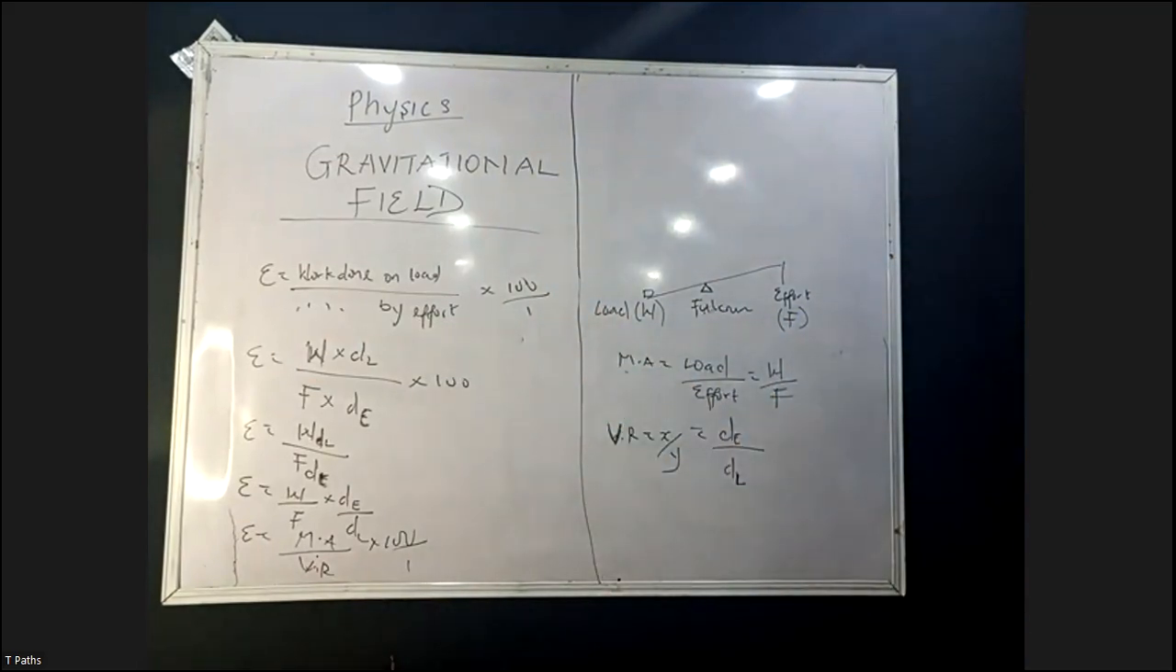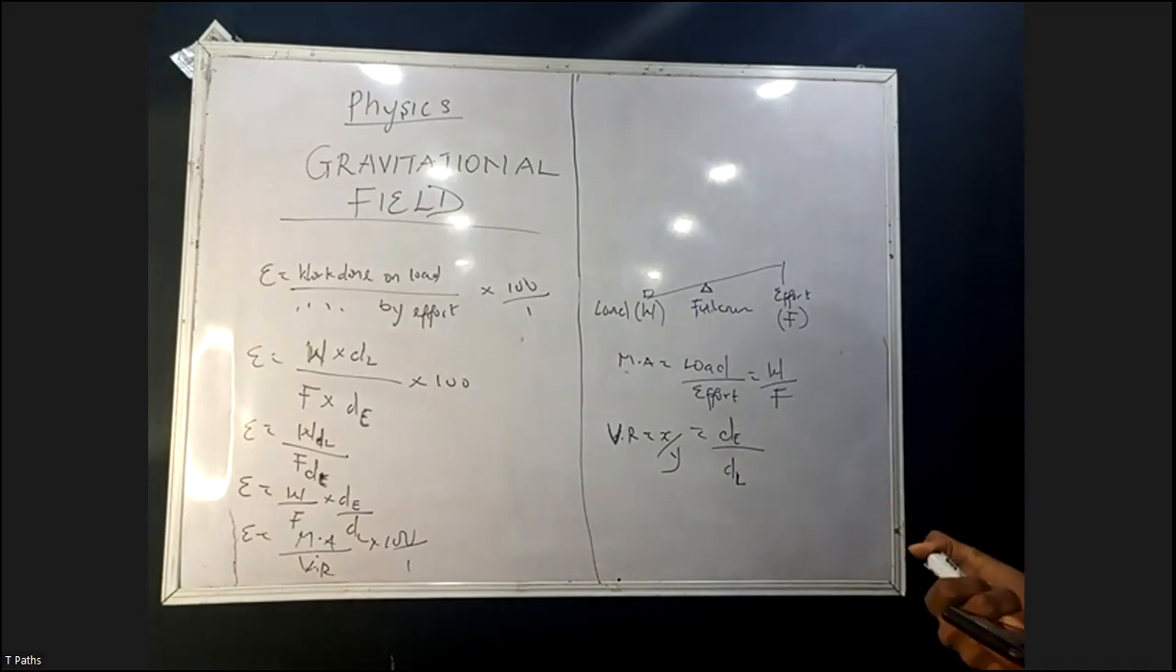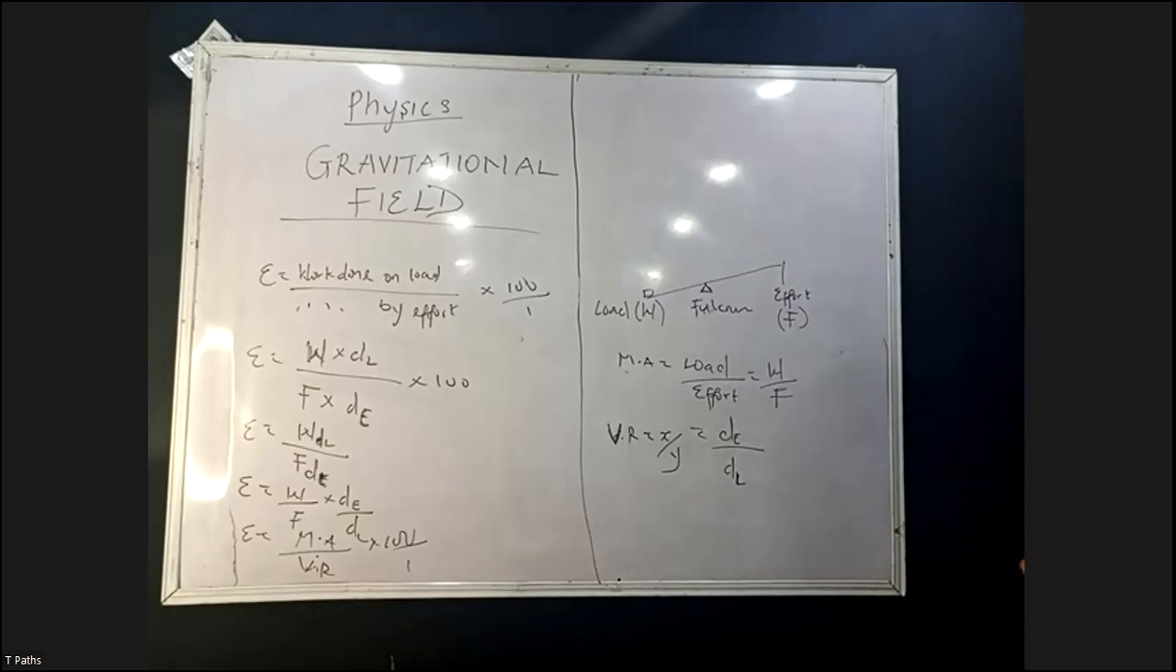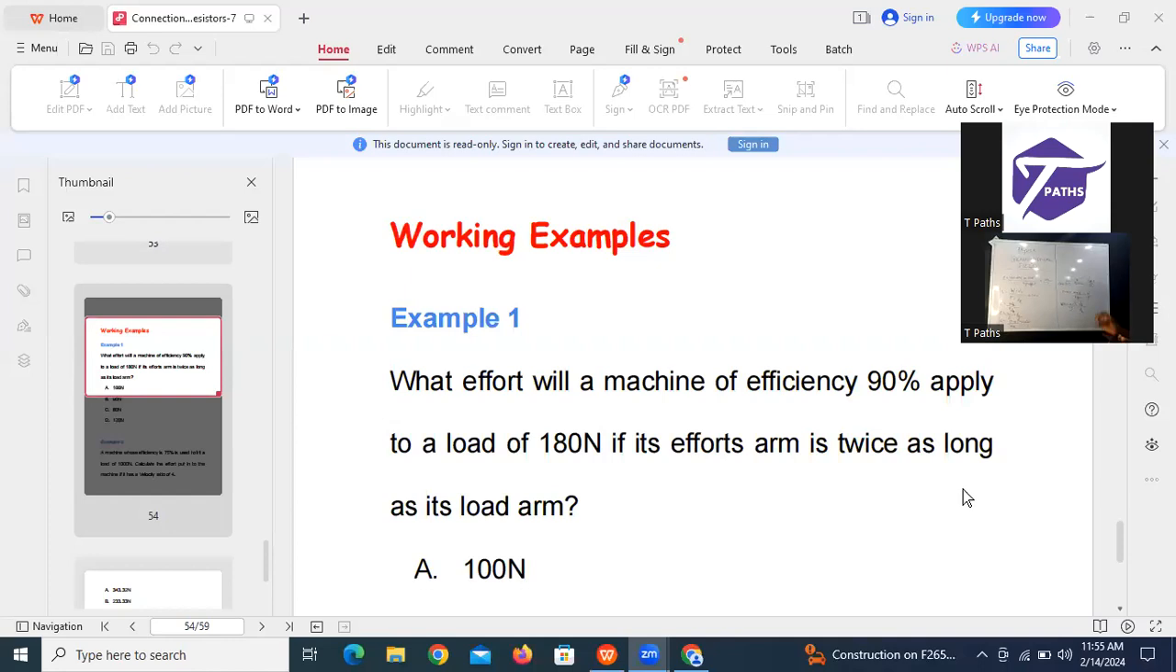Okay, now what we are going to do is take an example. Example 1. What effort will a machine of efficiency 90% apply to a load of 180 Newton if its effort arm is twice as long as its load arm? All right.